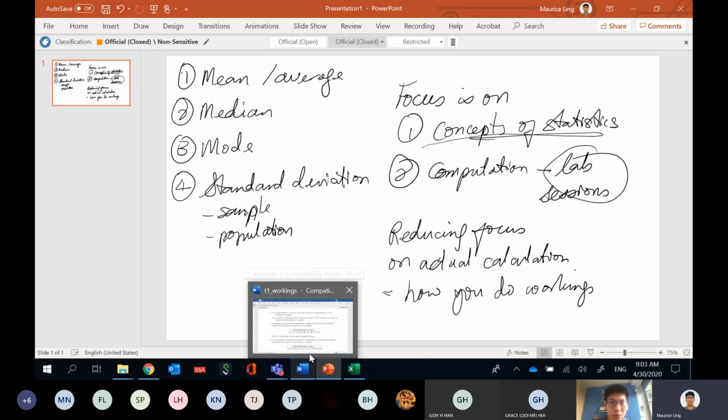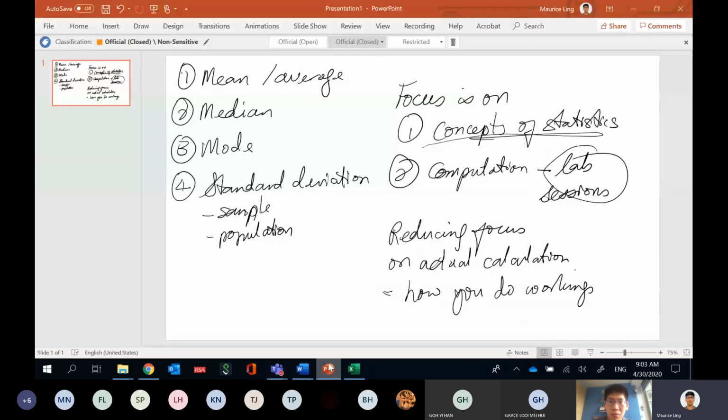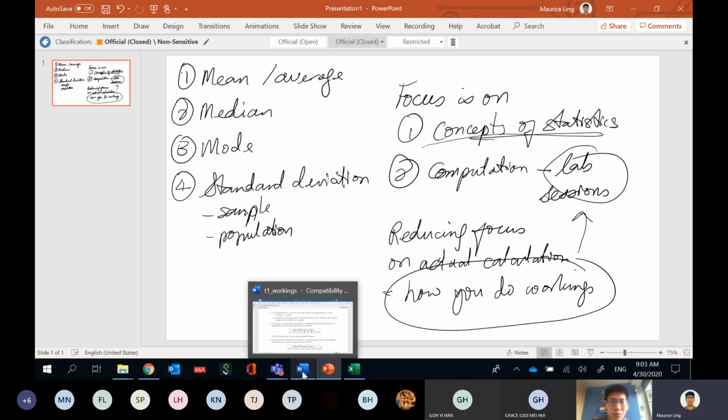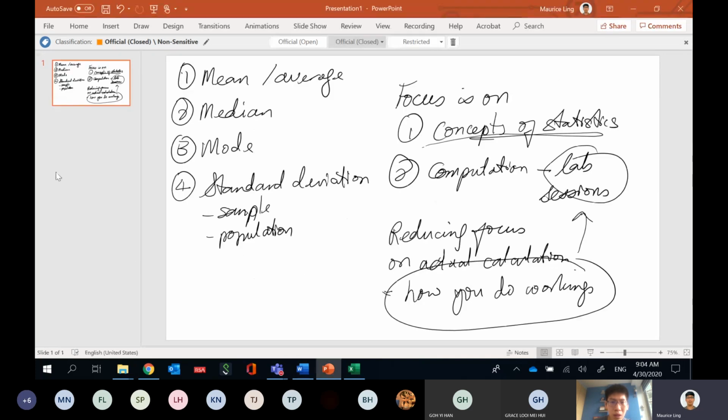So far so good? Because in the past, if you had paper exams, the actual calculations, how you do your workings, was basically a maths exam to some extent. But there are no exams this semester, and we decided to change the focus more on how you do computations. Very often, when you have your data, it's not going to be 5 or 10 numbers. It's going to be 200, 500, 1,000 numbers. You are not going to press your calculator for that. You might as well use Excel for it. So far clear? Yes, sir.